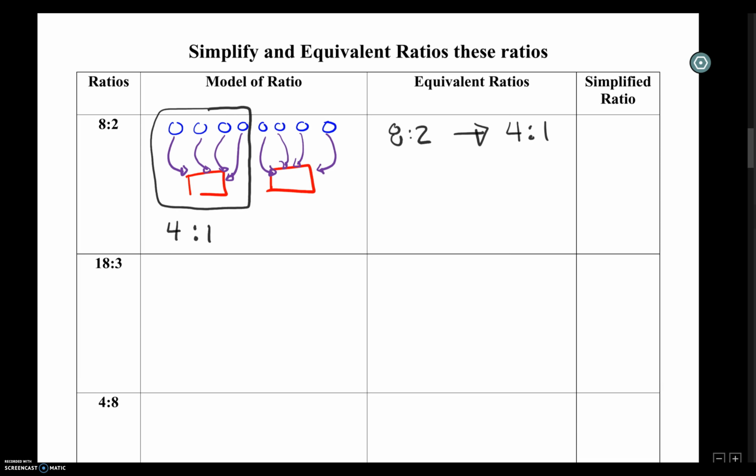Now another way of doing it would be doing it in fraction form, 8 to 2, finding a number that is divisible by both. So this would be divisible by 2, and this would be divisible by 2. So 8 divided by 2 would be 4, and 2 divided by 2 would be 1. So a simplified ratio here would be 4 to 1.